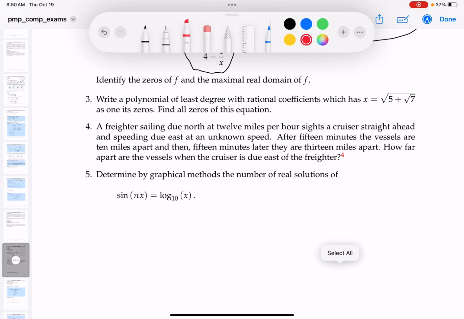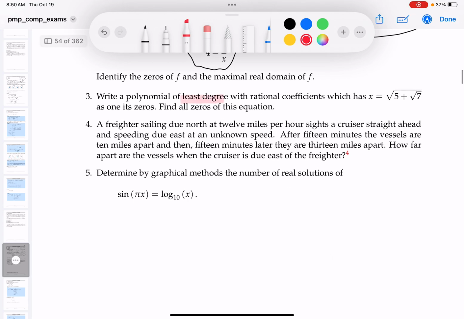Okay, for number 3, they're saying write a polynomial of least degree with rational coefficients, where this would be the root of the problem. It's one of the zeros, by the way. And then it says find all the zeros of this equation.